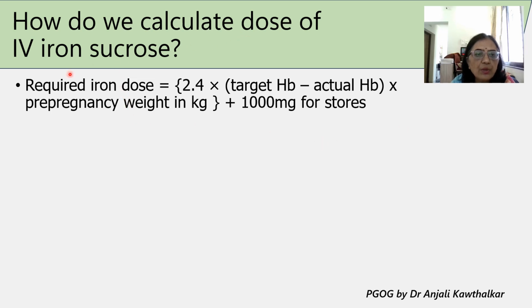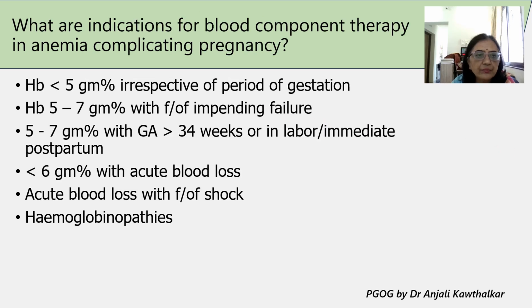How do we calculate the dose of IV iron sucrose? The formula is something all the students should memorize and use in practice also: 2.4 into hemoglobin deficit into patient's weight in kg, plus you add 1000 mg for stores.